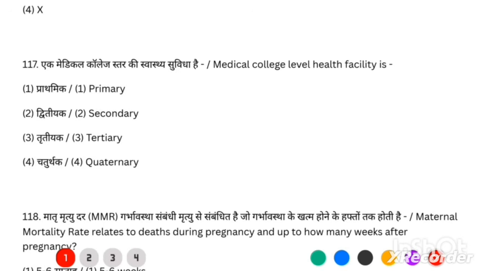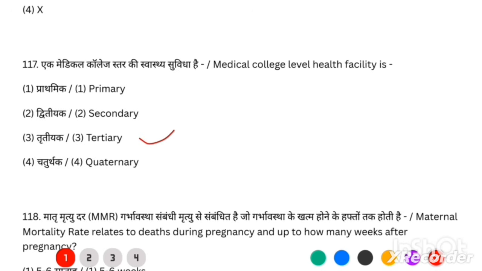Next question, medical college level health facility is, so starting from the first option, primary comes under PHC and subcenter. Secondary comes under CHC and district hospital. Tertiary comes under medical college and specialized hospital. Quaternary comes under advanced research center. So the correct answer is tertiary level.